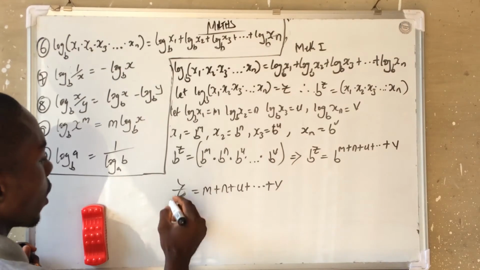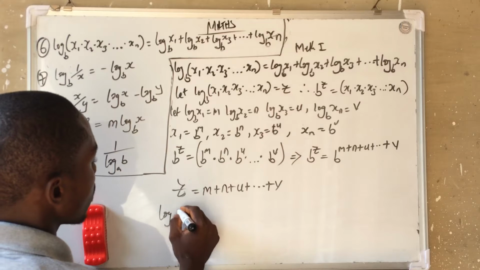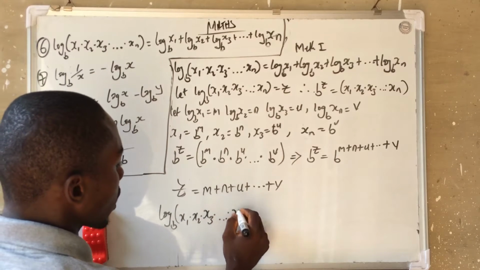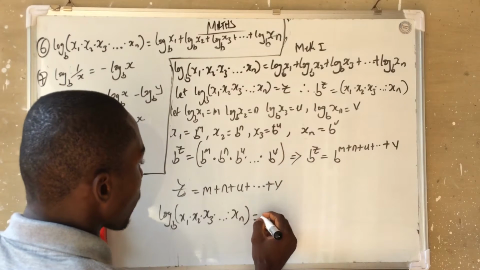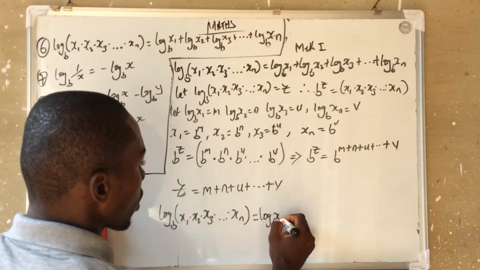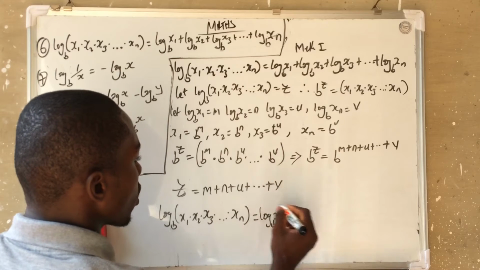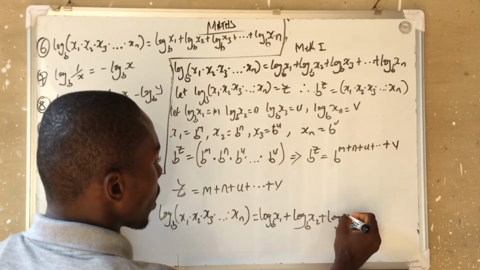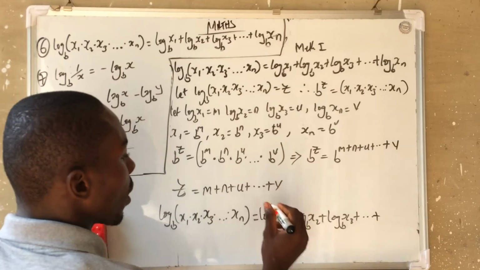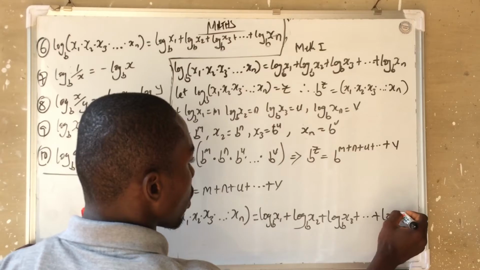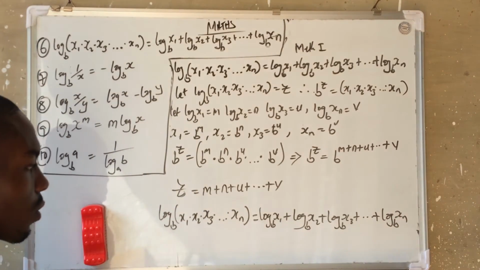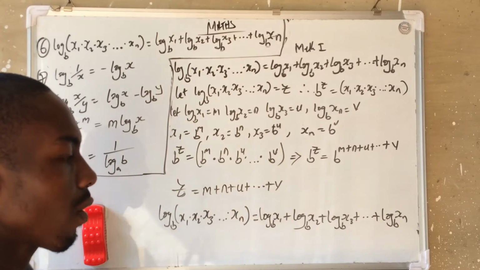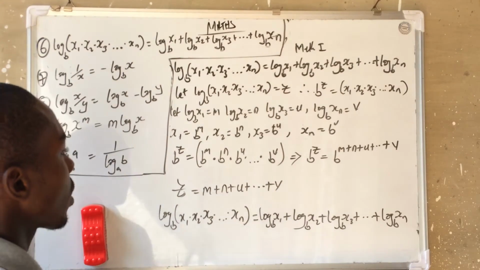And what is my z? My z is log to the base b of x1 dot x2 dot x3 dot xn, which is equal to, what is my m? My m is log to the base b of x1, plus my n is log to the base b of x2, plus my u is log to the base b of x3, plus ... plus my v, which is log to the base b of xn. So now we have succeeded to prove that the left hand side is equal to the right hand side and the right hand side is equal to the left hand side and vice versa.